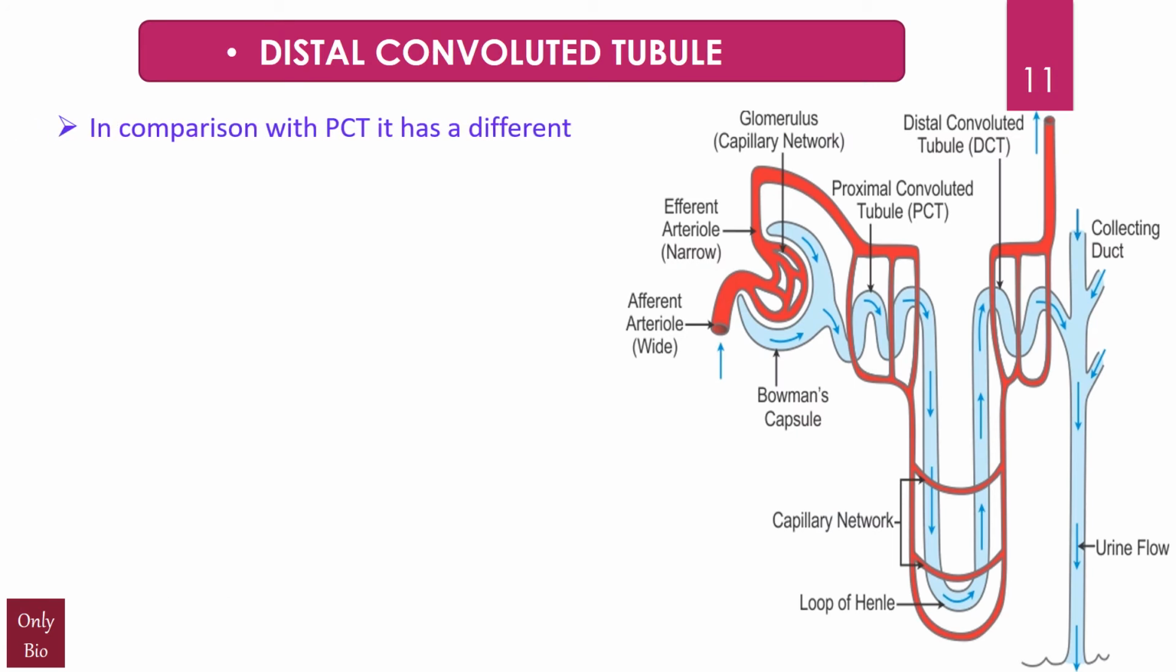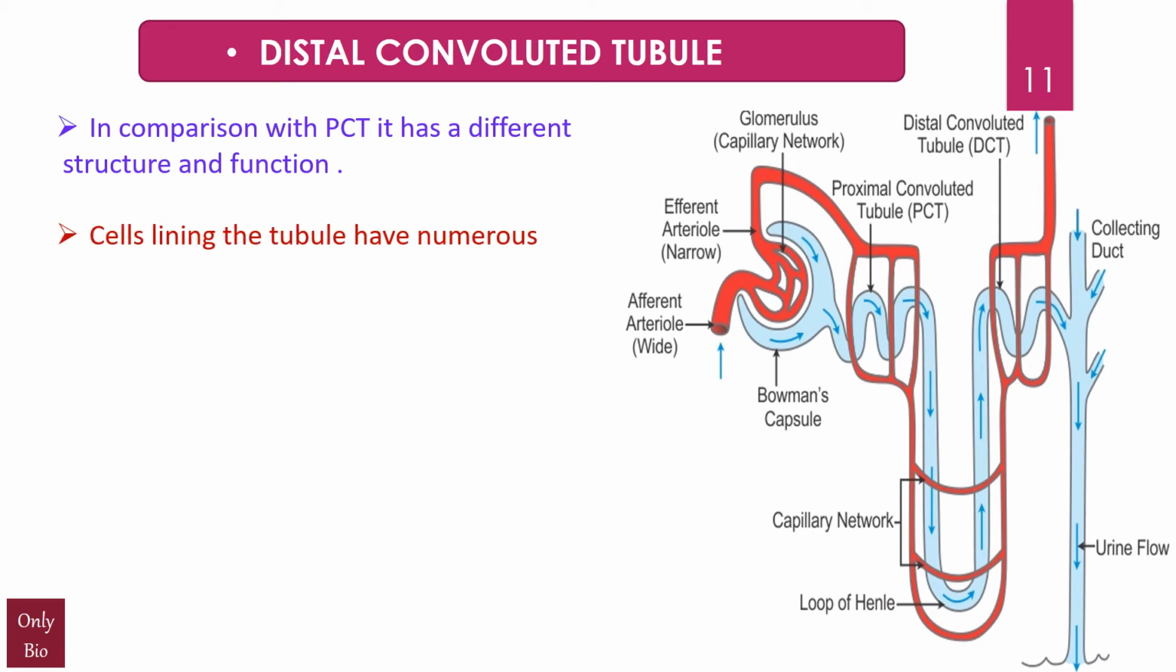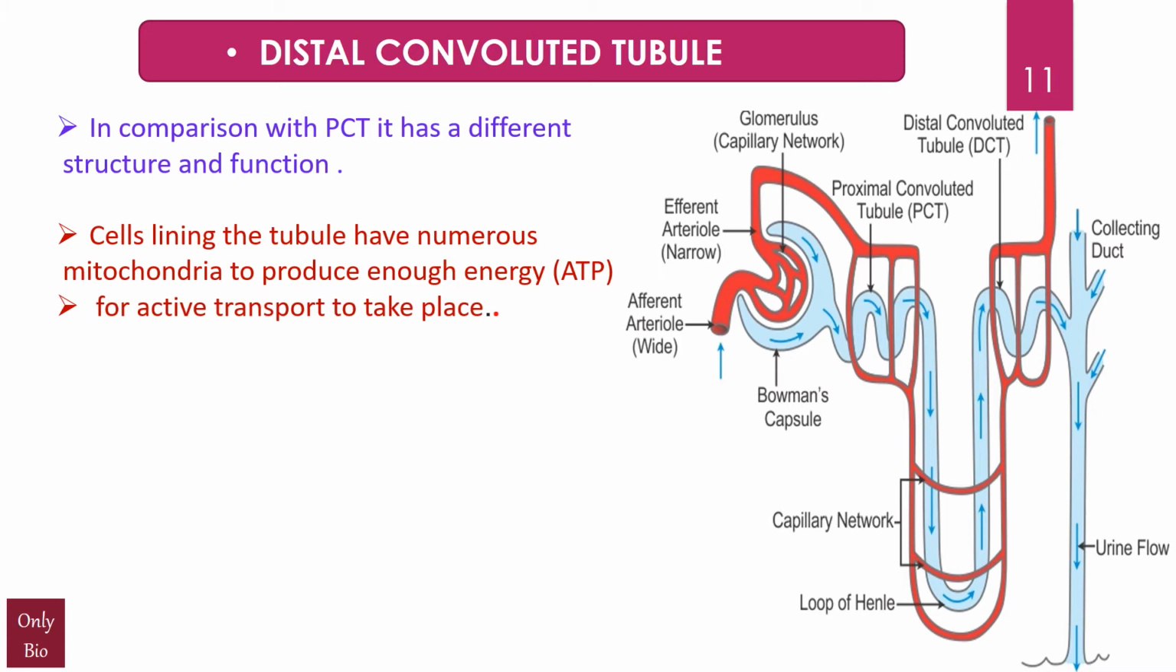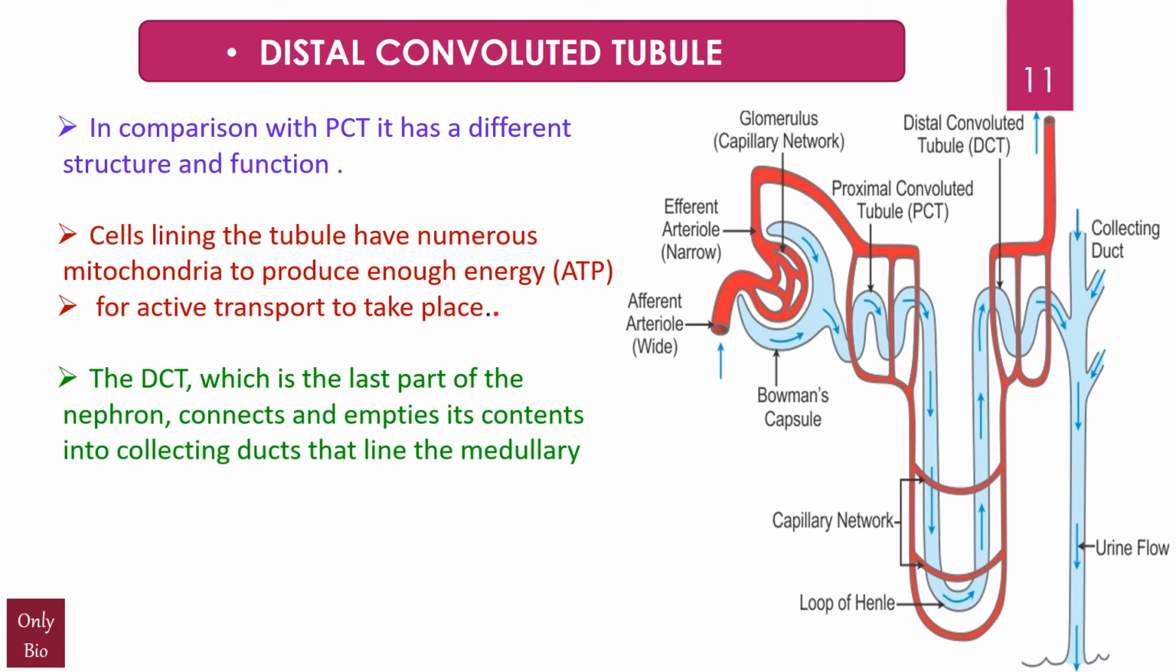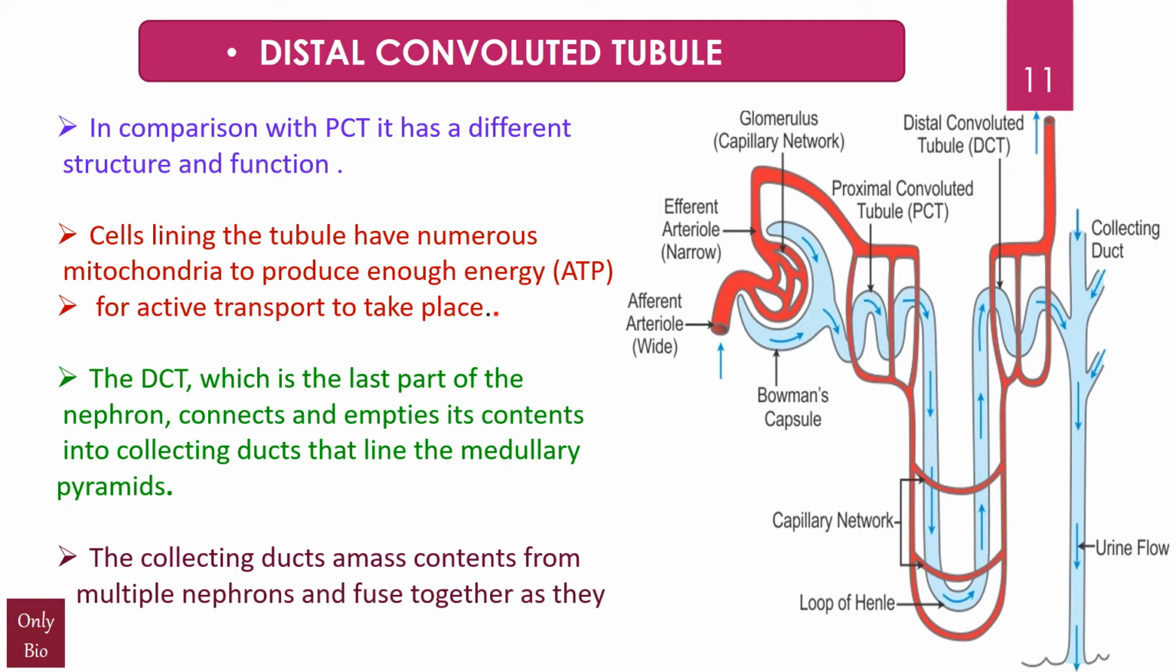In comparison with PCT, the DCT has a different structure and function. Cells lining the tubule have numerous mitochondria to produce enough energy, that is ATP, for the active transport to take place. The DCT, which is the last part of the nephron, connects and empties its contents into collecting ducts that line the medullary pyramids. The collecting ducts amass contents from multiple nephrons and fuse together as they enter the papillae of the renal medulla.